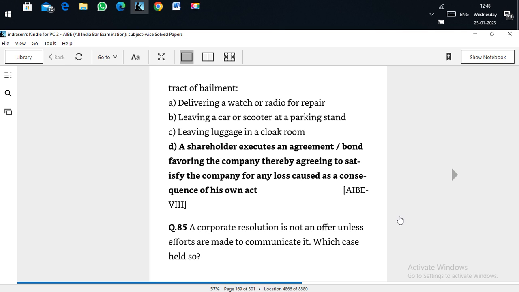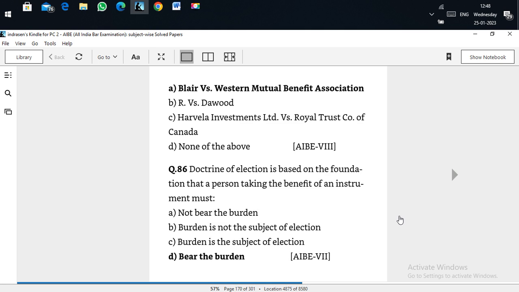A shareholder executes an agreement or a bond favoring a company, thereby agreeing to indemnify the company for any loss caused as a consequence of his own act. This is decided in the case of Blair versus Western Mutual Benefit Association.